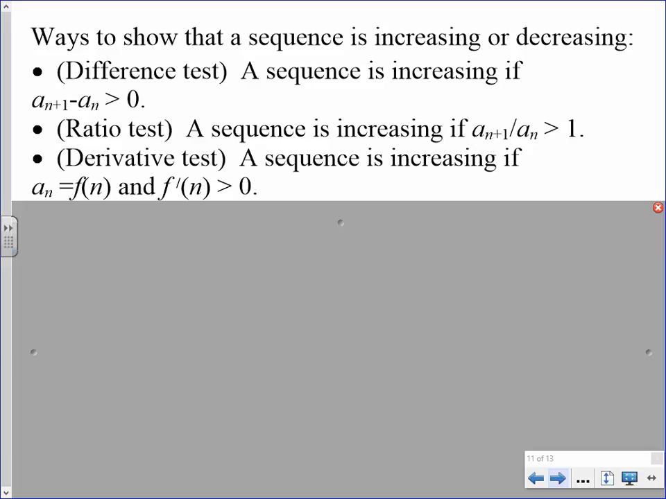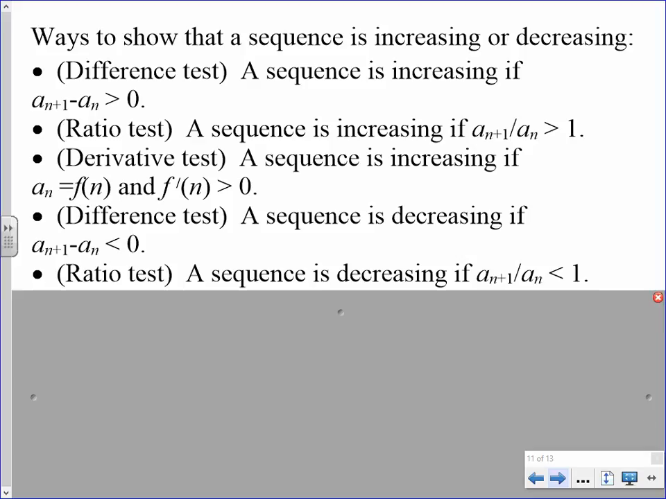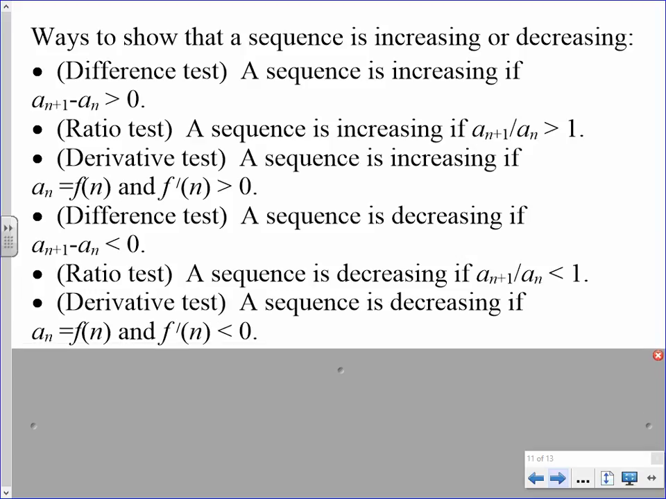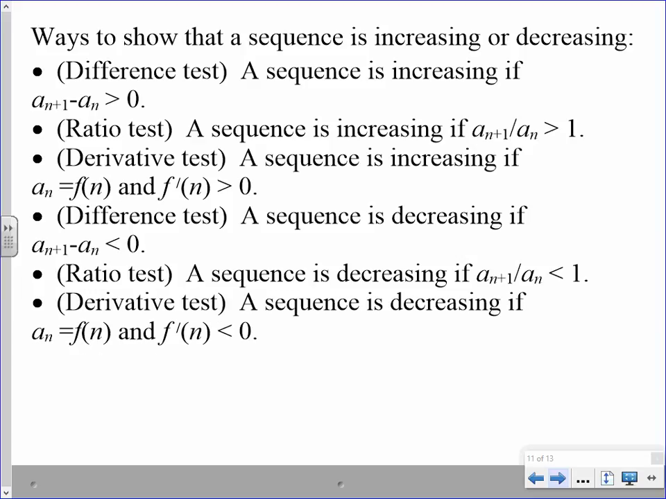Okay, derivative test, decreasing if our derivative is less than 0. And that's the 3 tests. Which do you think is the easiest one? It depends on the situation. Derivative is probably what we're most comfortable with, right?